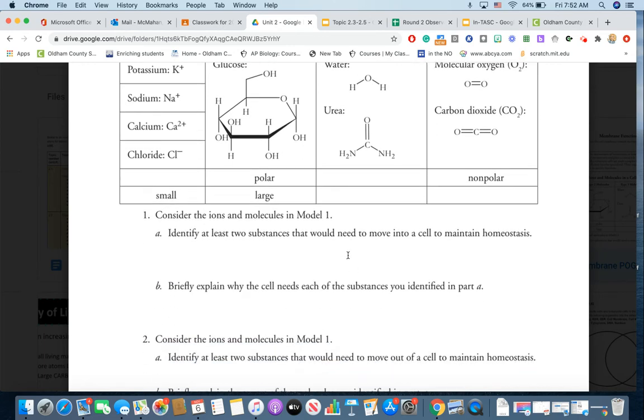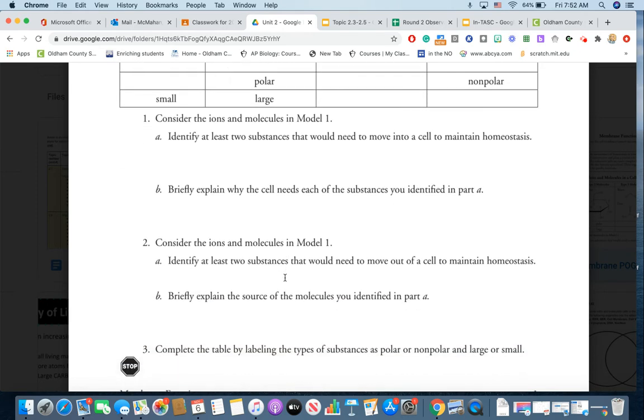So these first couple of questions ask you what needs to come in, what needs to go out. So for number 1, I would expect that based on your understanding, you would say substances that need to come in are things like glucose for energy, water, and oxygen. Right? So those are probably the things that you would think of in this moment, and those are correct.